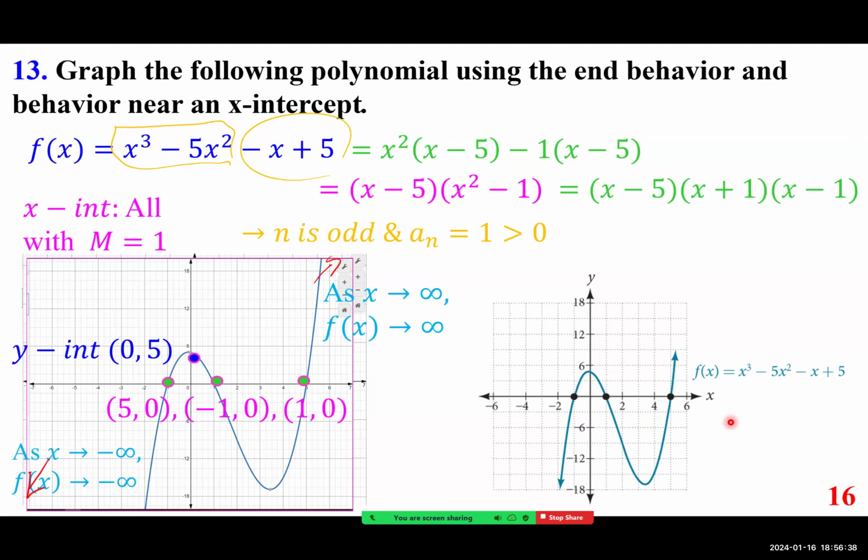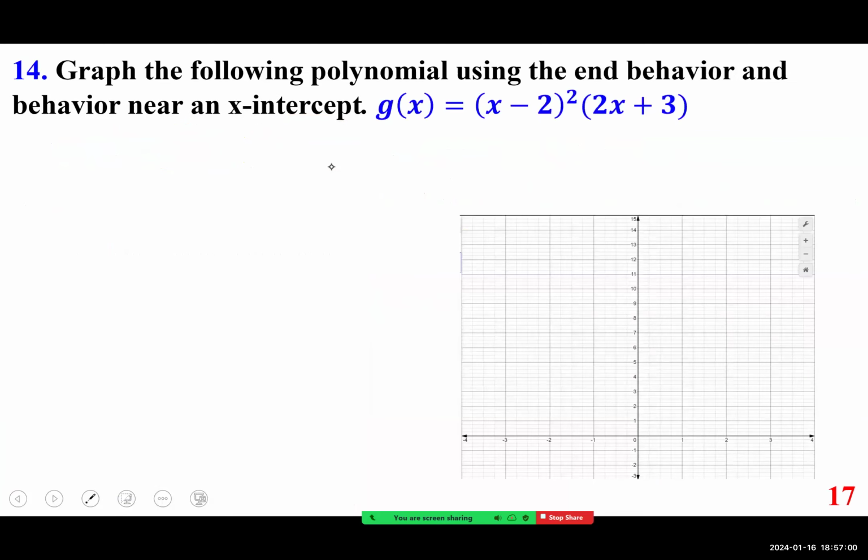So to recap, you factor in order to see the intercepts because you want the behavior near x-intercepts. You pay attention to the degree and the leading coefficient. And of course, this is your y-intercept. So you find all of those, and you can come up with the answer.